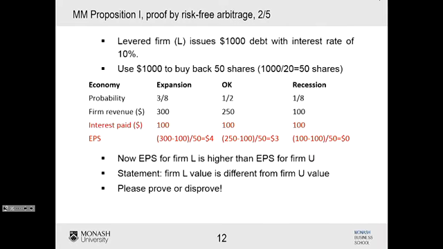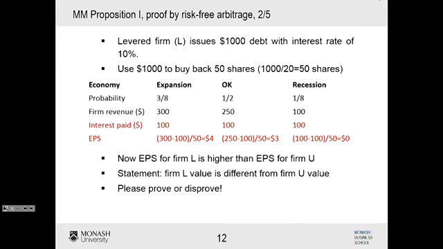So once the firm issued the $1,000 of debt, then without further change, they could use that $1,000 to buy back 50 shares. How do I know it's 50? Because the firm value is $20 per share. You have $1,000 divided by 20, then you know that's 50 shares. So you buy back the 50 shares and they disappear.